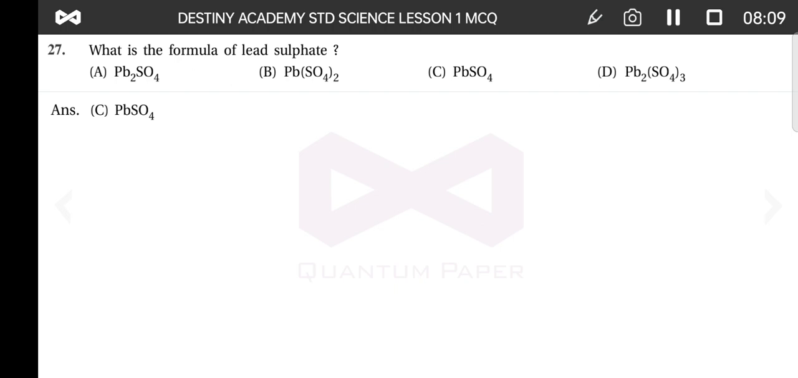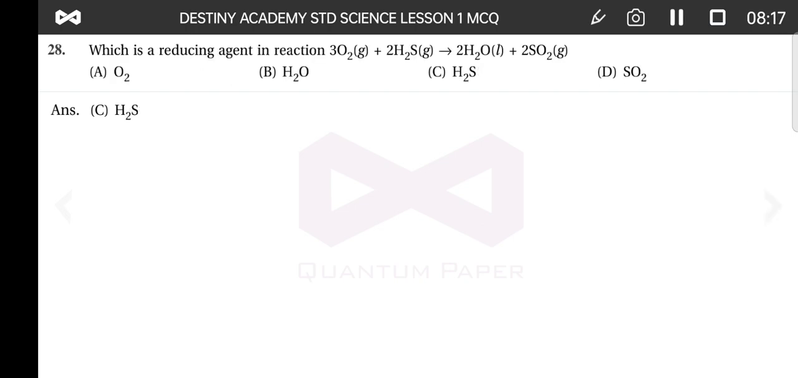What is the formula of lead sulfate? So that is PbSO4. Which is the reducing agent in the reaction 3O2 gas plus 2H2S gas gives 2H2O plus 2SO2? So H2S is the reducing agent because it is reducing oxygen into water.